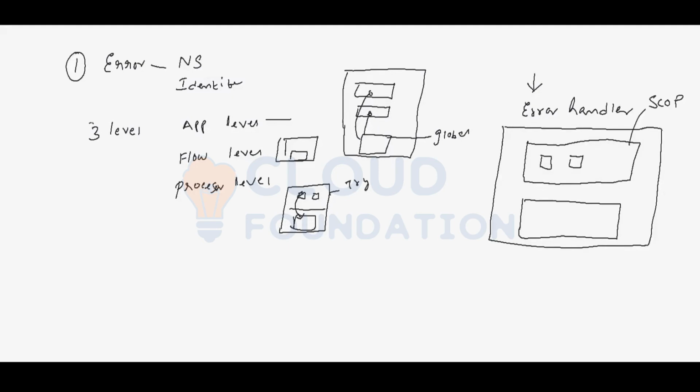There are two types of scopes. One is on error continue, and the other is on error propagate. So we won't define error handling logic directly into the error handler. Rather, we define the error handling logic inside the scope. That is the first point to remember.